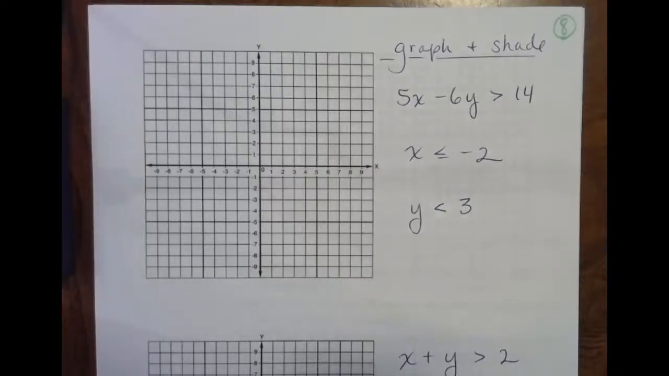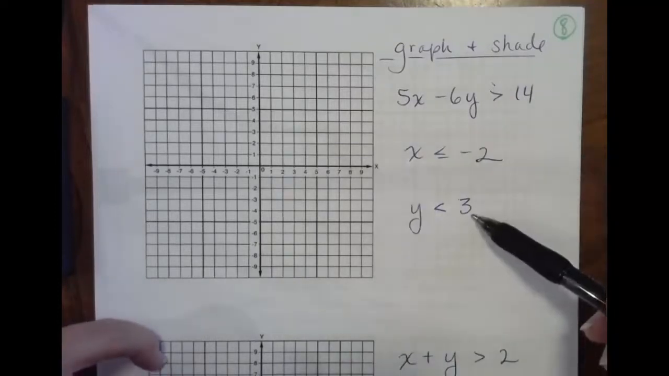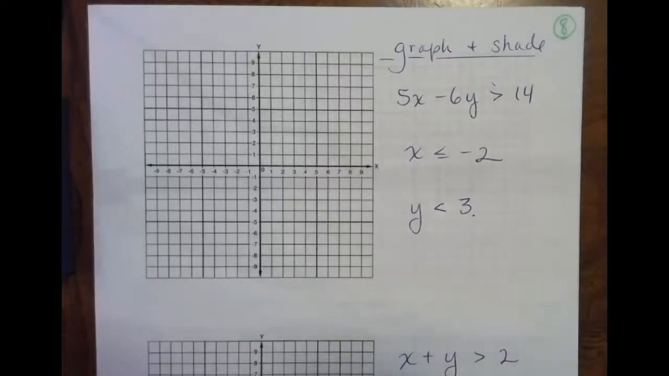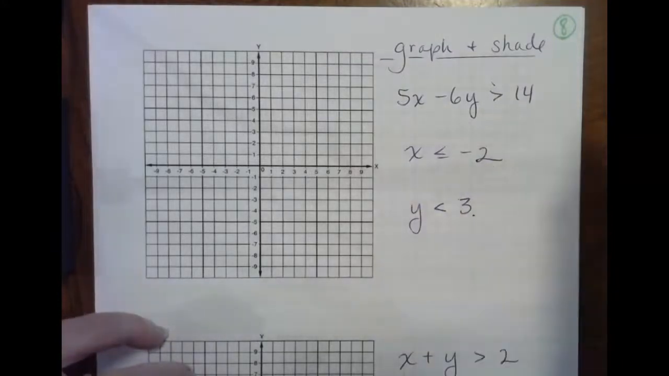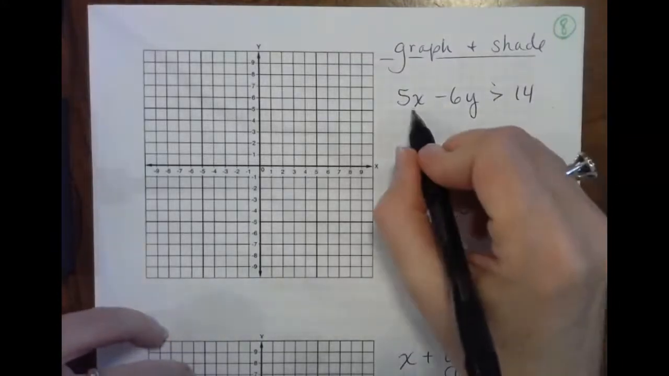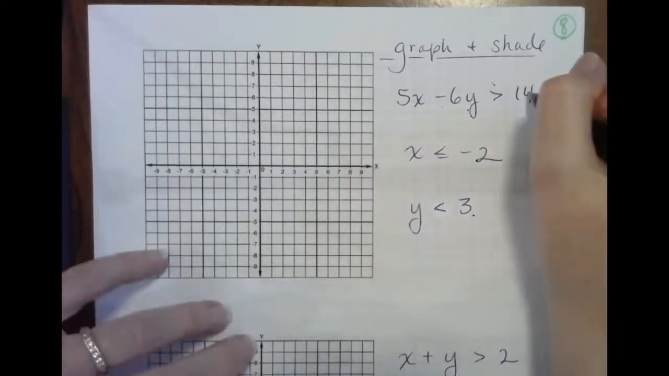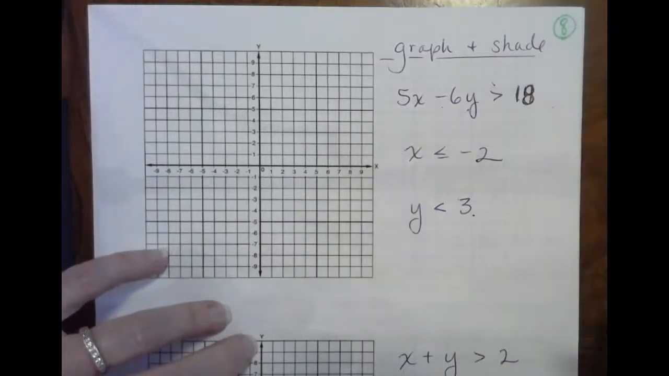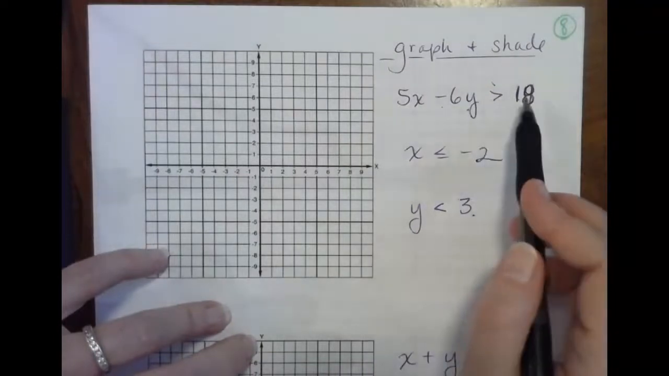We're going to graph and shade 3 inequalities, and then we're looking for not just what's doubly shaded, but what is triple shaded in order to find our solution set. So, first equation here. First equation is 5x minus 6y equals, and just to make this a little easier on ourselves, I'm going to change that to 18 right there. There we go. So 5x minus 6y greater than 18.